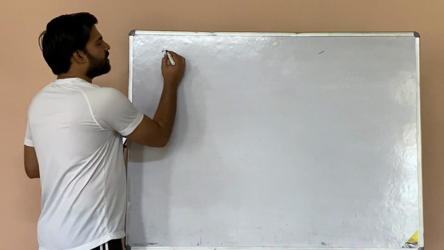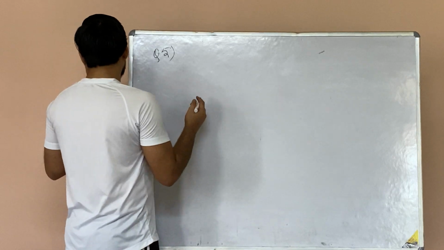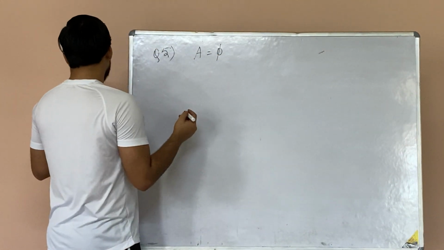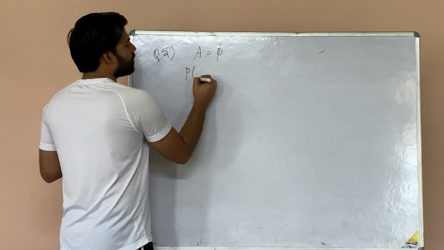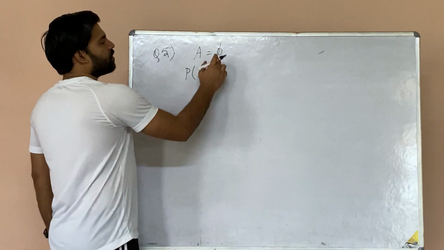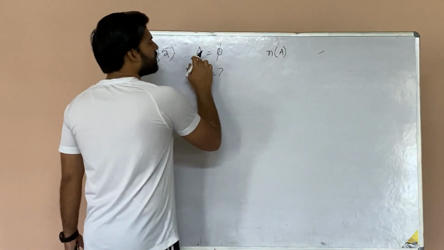Now in question number 5, they are giving us a set A which is equal to ϕ. So how many elements will the power set of A have? So ϕ means what? What is the order of the set? How many elements are there in this set?